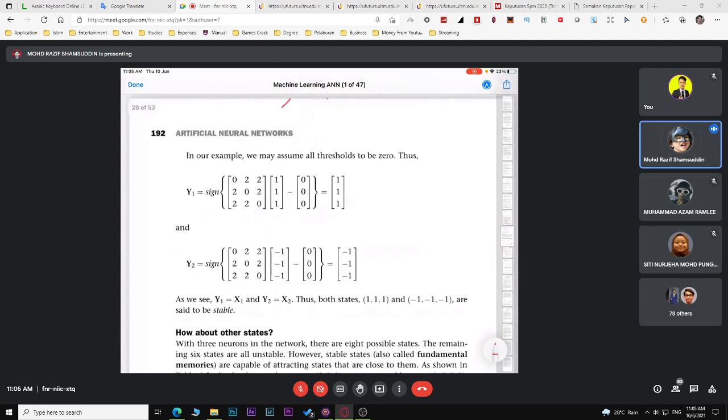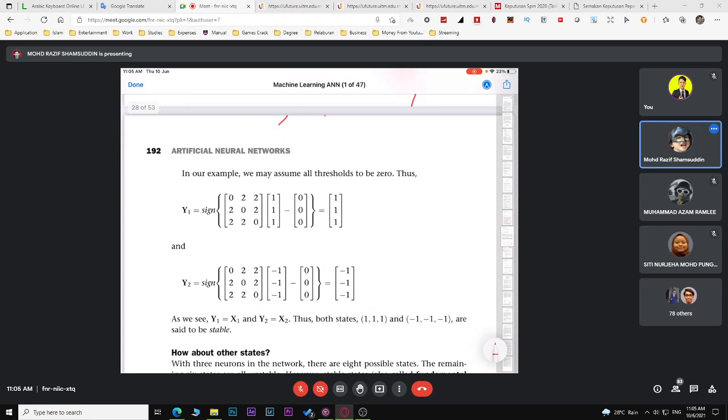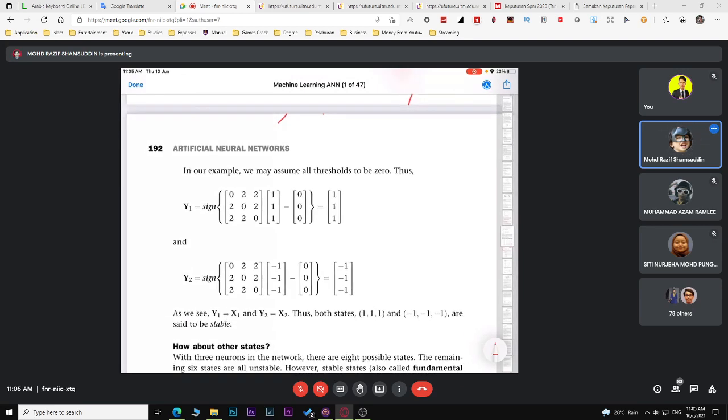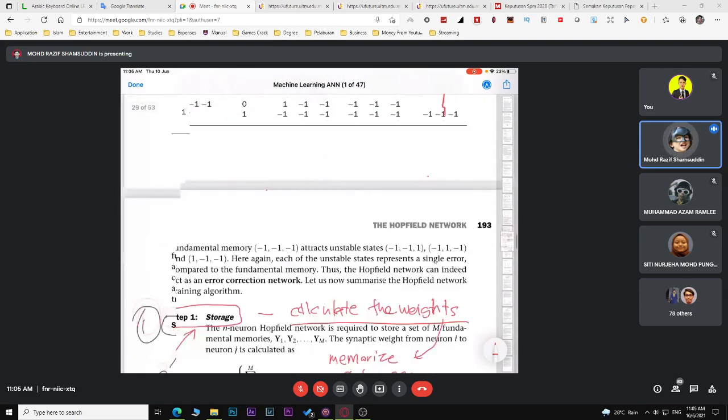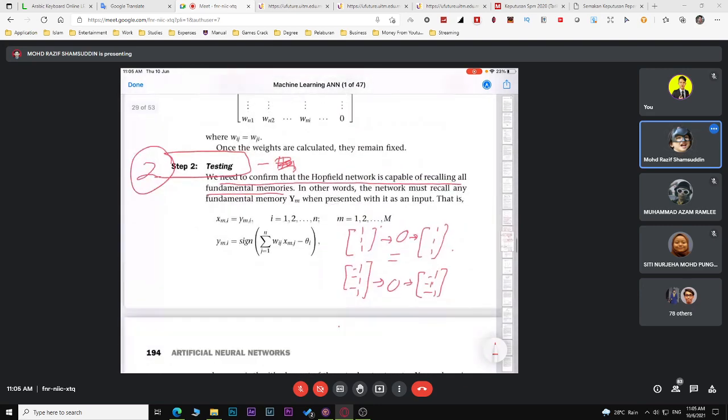Now we want to test our network. To test the network is the same, if you notice, just like the perceptron.